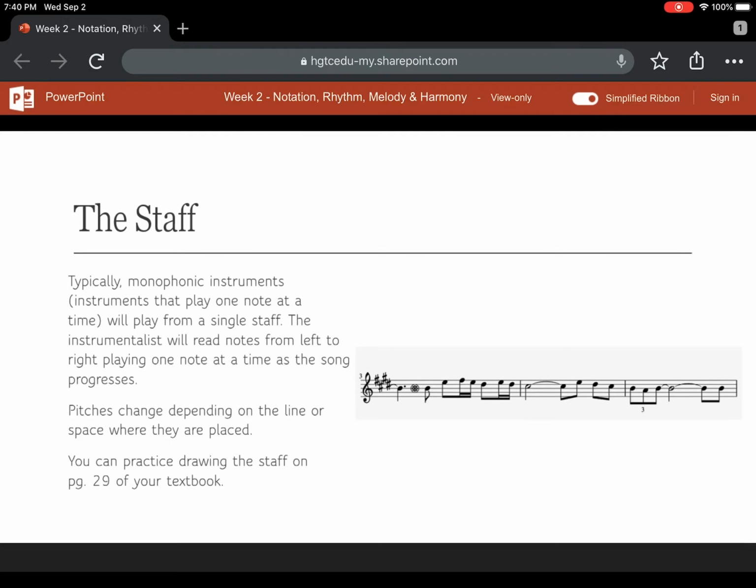You can look at drawing the staff if you want to get extra practice on page 29 of your textbook. Again, it reminds me of one of those things like when you're a kid in school and you're first learning to do your alphabet, and it has kind of the dotted line, and you fill it in and practice a few times writing it.